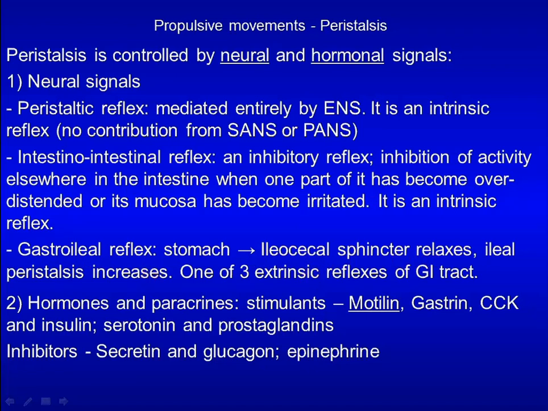Among hormones and paracrines, gastrin, CCK, and insulin, plus serotonin and prostaglandins are stimulants of motility. Secretin, glucagon, and epinephrine are inhibitors of peristalsis.